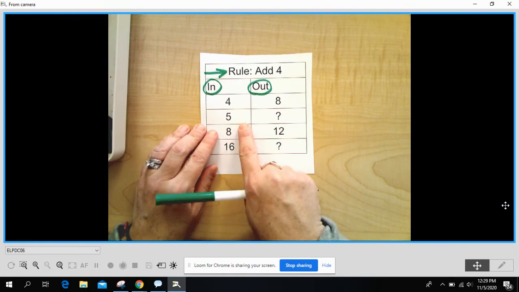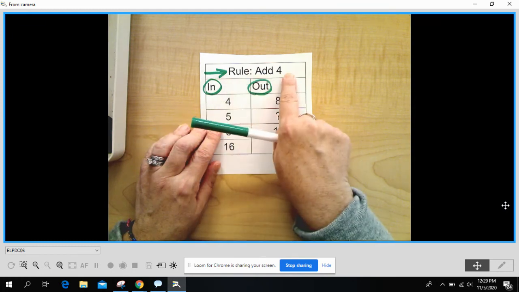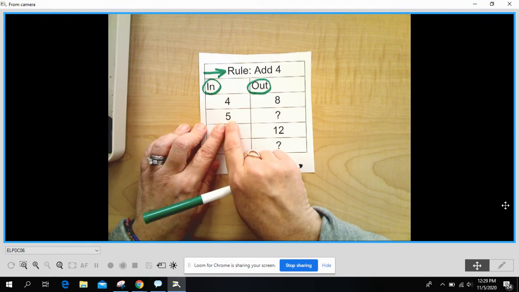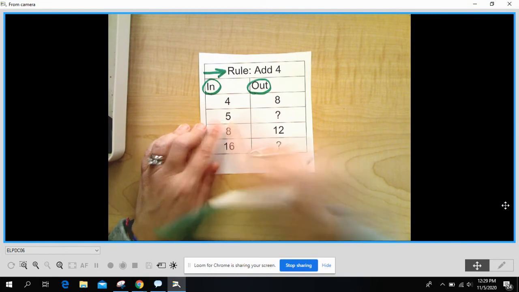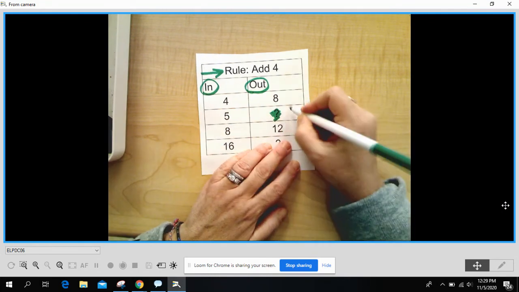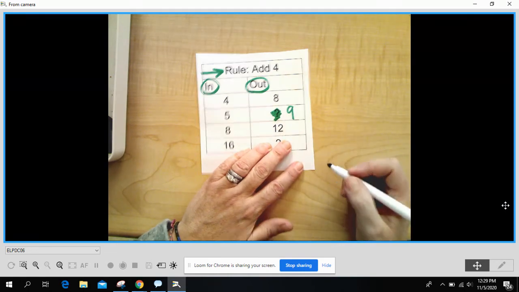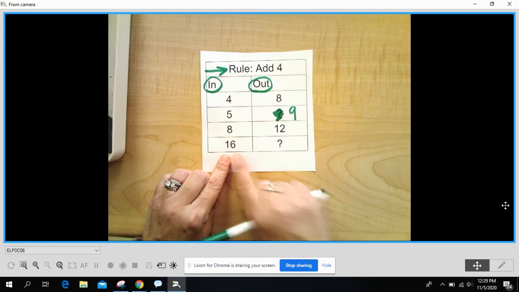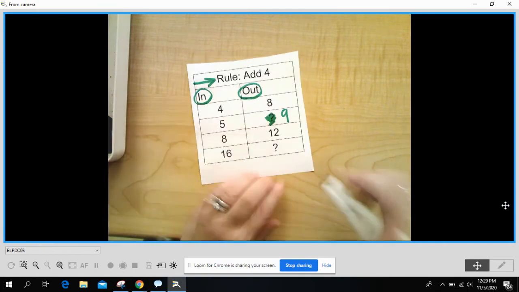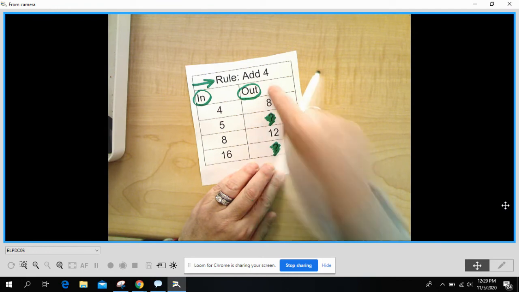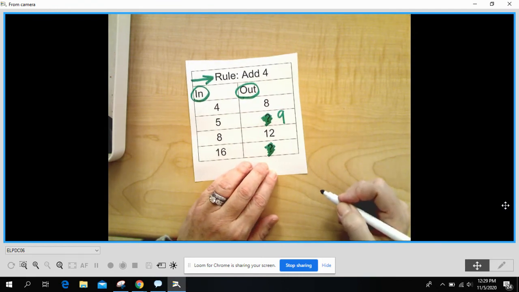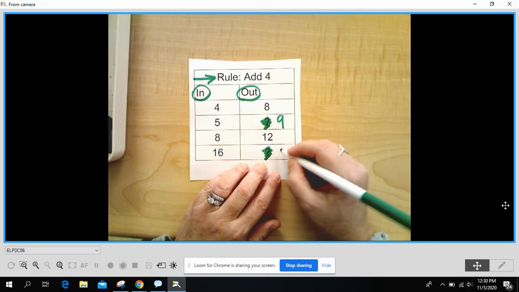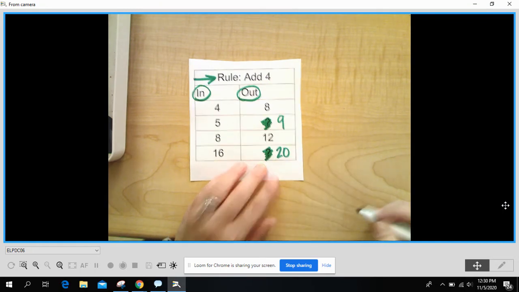So let's go back up to our rule, which is add 4. And I have put 5 in. What's going to come out? What is 5 plus 4? Let's get rid of that question mark and make a 9. You got it. Let's go down here to 16. If I put 16 in and I add 4, what's going to come on the out portion of my in and out table, or my function table? You got it. 20. Nice job.